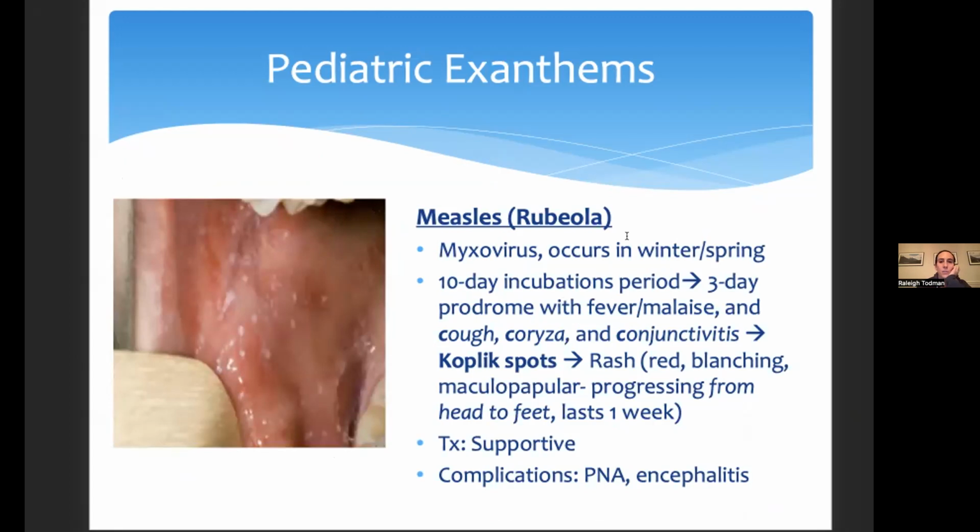Sorry. Measles is also known as rubeola. This is a myxovirus and it occurs in the winter or the spring. There's a 10-day incubation period and then a few days of prodrome with fever, malaise. There's this whole triple C: cough, coryza, and conjunctivitis, and then Koplik spots, which I don't know how easy it is to see. I've mostly just seen them in pictures in books, but they're red, they're blanching. The rash is red and blanching. The Koplik spots are back next to the molars.